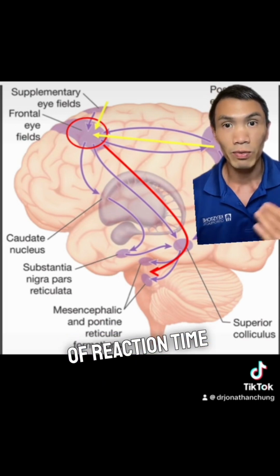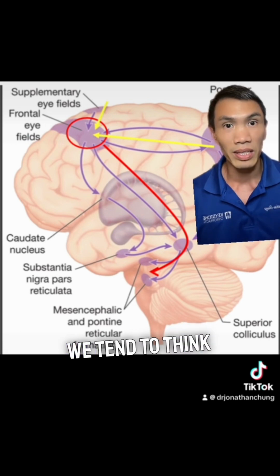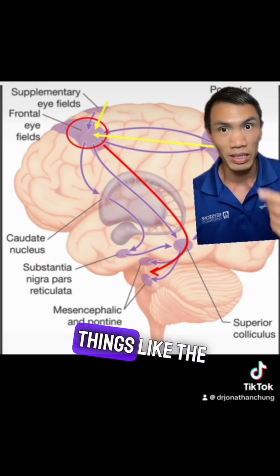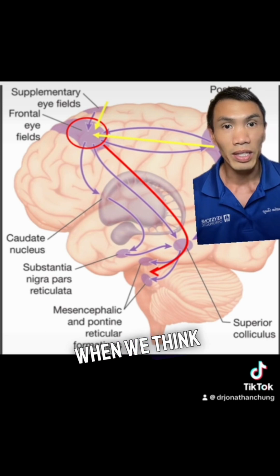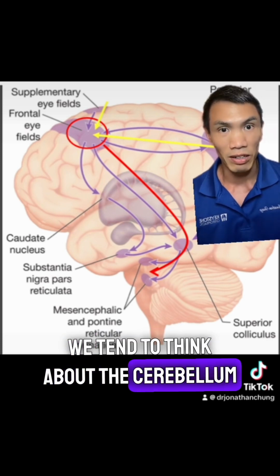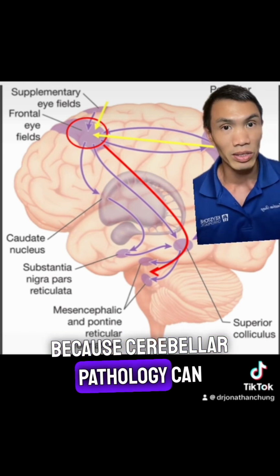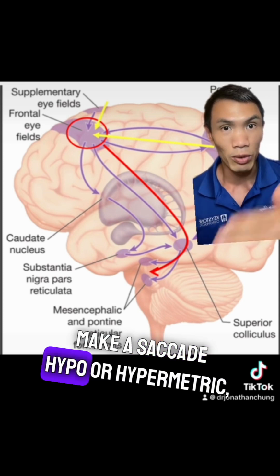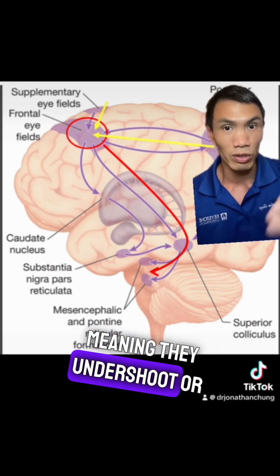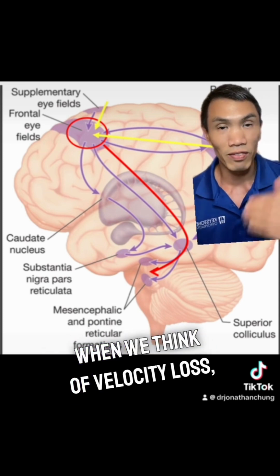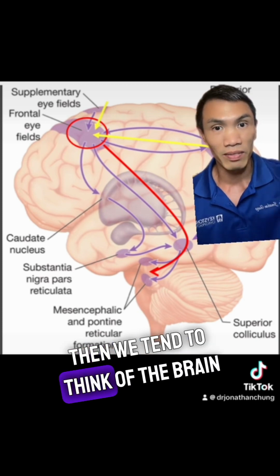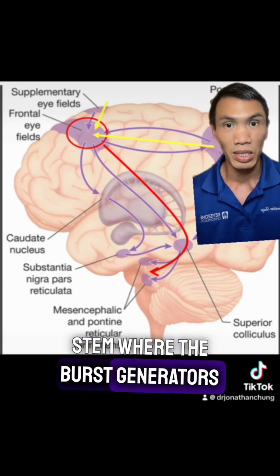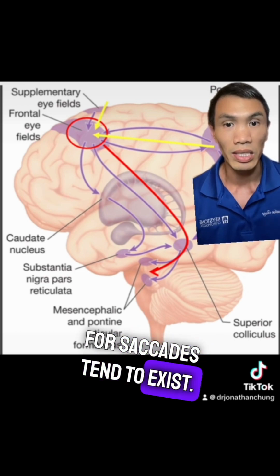Those different components of a saccade can be related to different parts of the brain. For example, when we think of reaction time or latency, we tend to think of the frontal lobe, specifically things like the frontal eye fields. When we think of accuracy, we tend to think about the cerebellum because cerebellar pathology can make a saccade hypo or hypermetric, meaning they undershoot or overshoot the target. And when we think of velocity loss, then we tend to think of the brain stem where the burst generators for the saccades tend to exist.